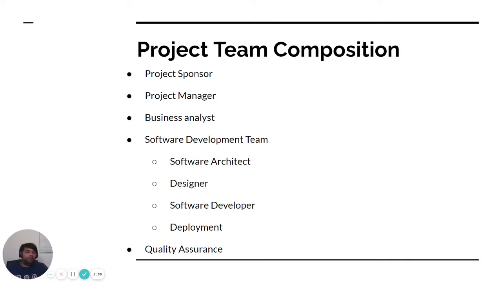Most of the time all the projects are related to computer engineering and computer team development. The chances are your team will include the following roles: first is project sponsor, project manager, business analyst, software development team. Inside the software development team, there is a software architect, designer, software developer. Deployment includes the DevOps team and all. And the fifth one is quality assurance. Let's go one by one.